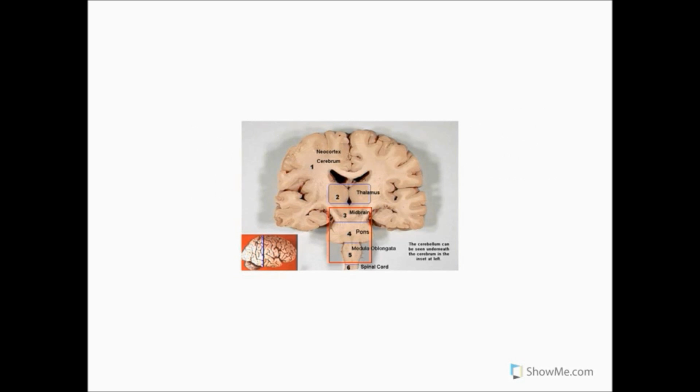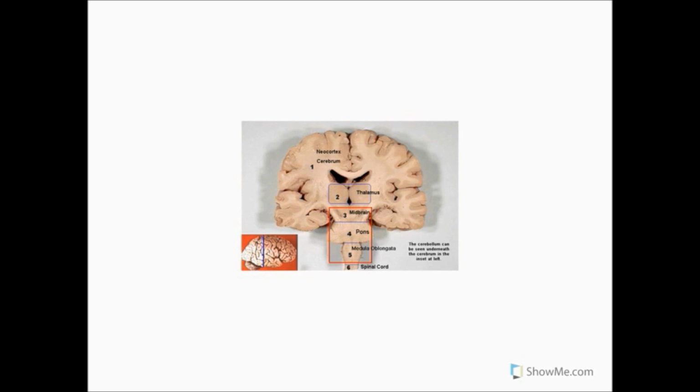We've got a coronal section of a brain here, and we can see the thalamus is fairly centrally placed here as number 2, outlined by the purple box, and we can see it in relation to the cortex and the subcortical white matter of the cerebrum, which is number 1, and below in the red box we can see collectively the brainstem with the midbrain, pons and medulla being numbers 3, 4 and 5 respectively, and then below that number 6 is the spinal cord.